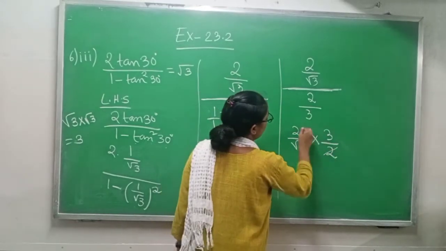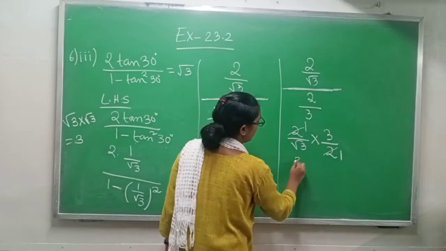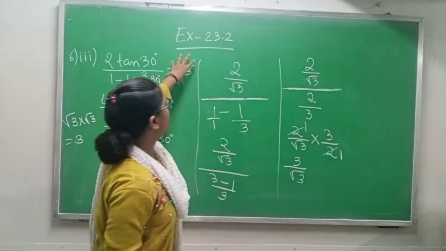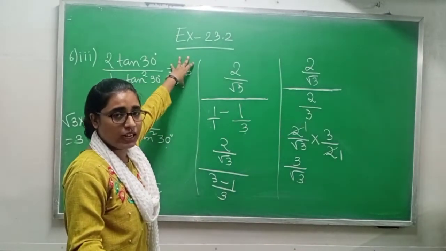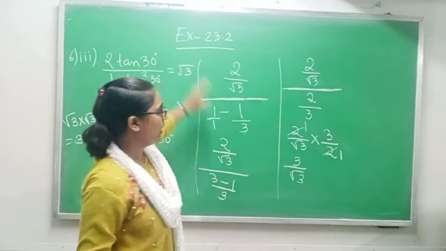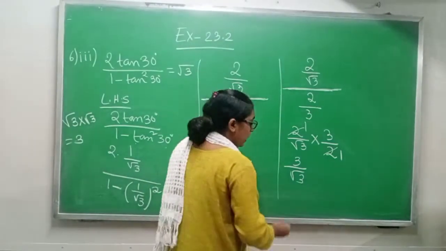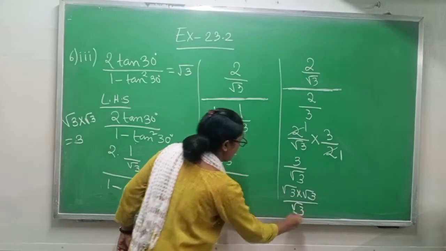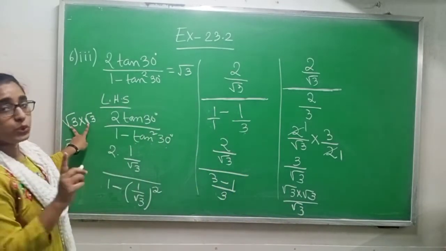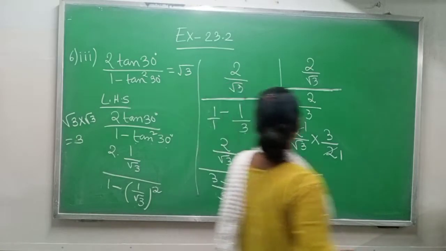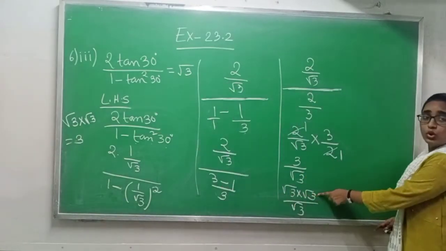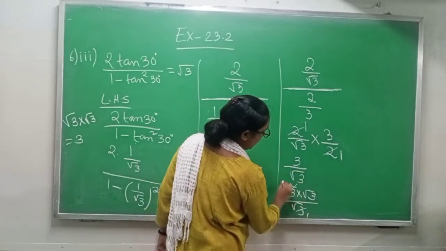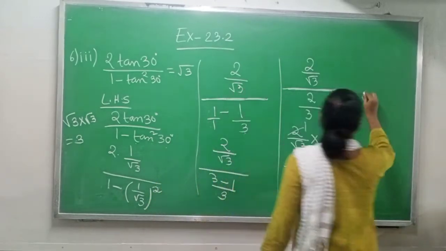Now 2 ones are 2, 2 ones are 2, they will cancel out. You are getting 3 by root 3. But in RHS you need root 3. In place of 3 you can write root 3 into root 3, because 3 is made up of root 3 into root 3. That is why in place of 3 I am writing root 3 into root 3. Now one root 3 will cancel out. You are getting only root 3.